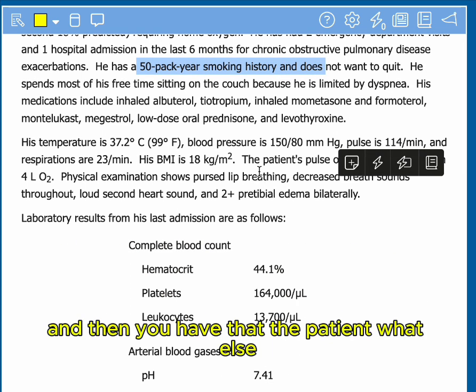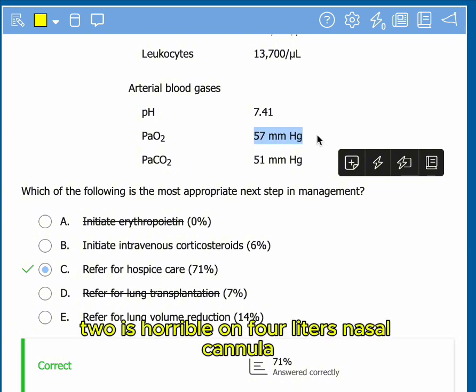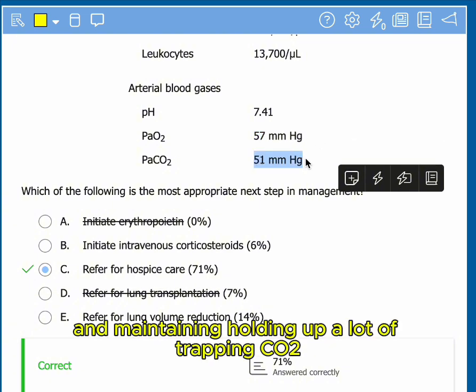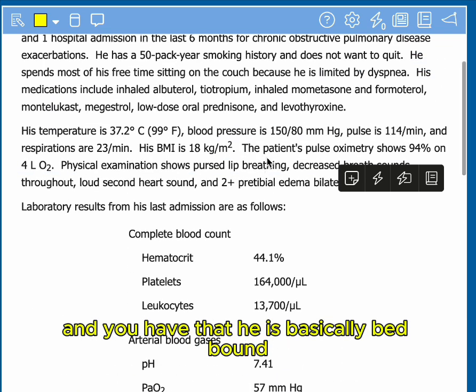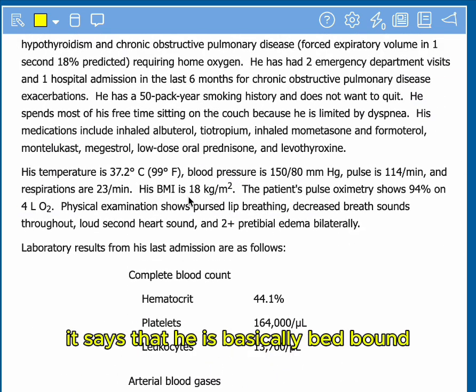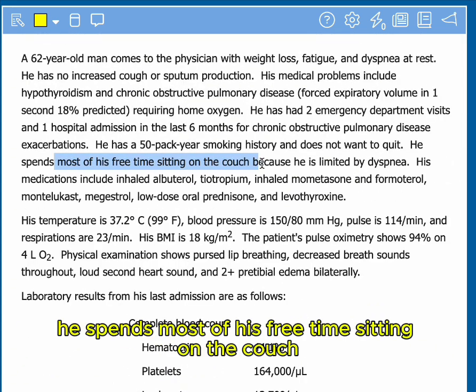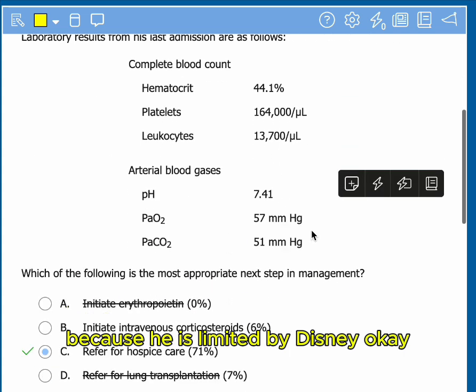Then you have that the patient, what else? The patient is saturating horribly. You see it here. PaO2 is horrible on 4 liters nasal cannula, and he's trapping a lot of CO2. And you have that he's basically bedbound. Where does it say that? Let's see where it says that he spends most of his free time sitting on the couch because he is limited by dyspnea. Okay, so these are the options.